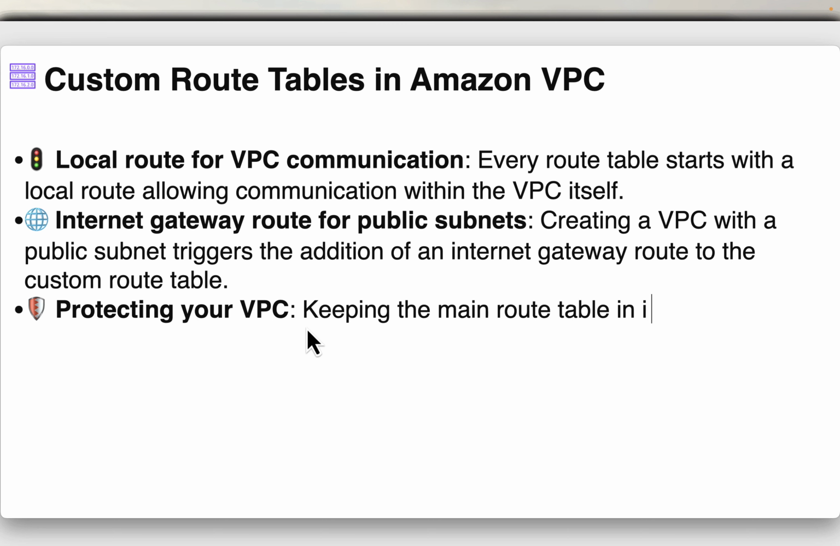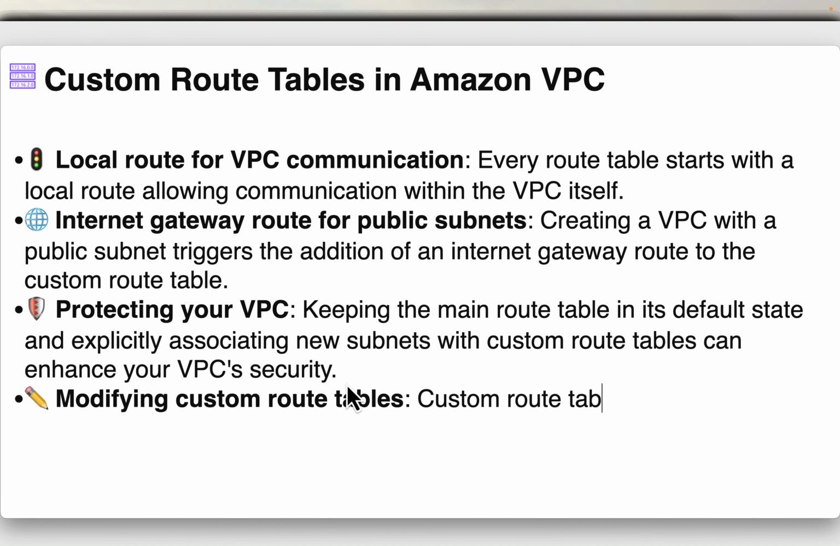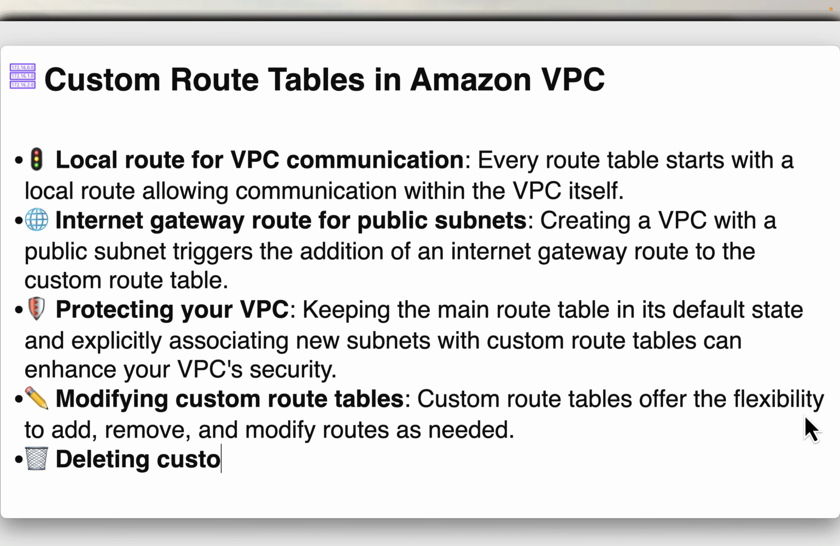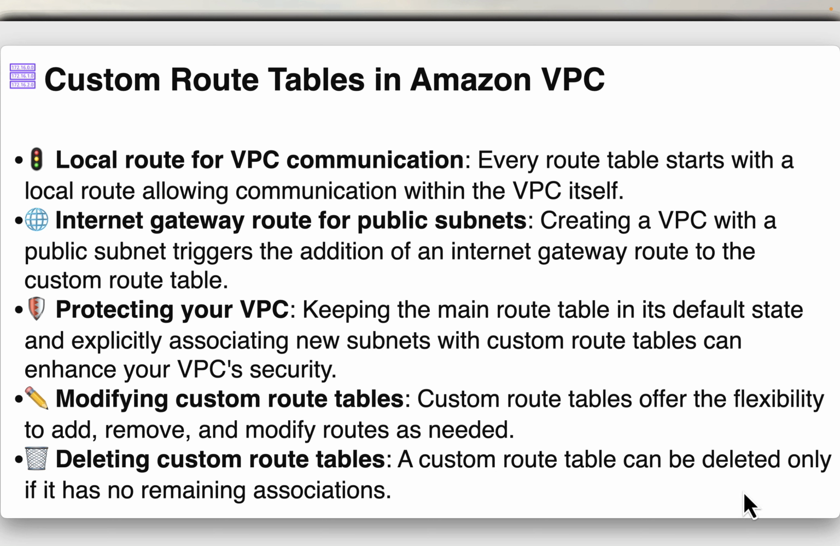Protecting your VPC. Keeping the main route table in its default state and explicitly associating new subnets with custom route tables can enhance your VPC security. Modifying custom route tables. Custom route tables offer the flexibility to add, remove, and modify routes as needed. Deleting custom route tables. A custom route table can be deleted only if it has no remaining associations.